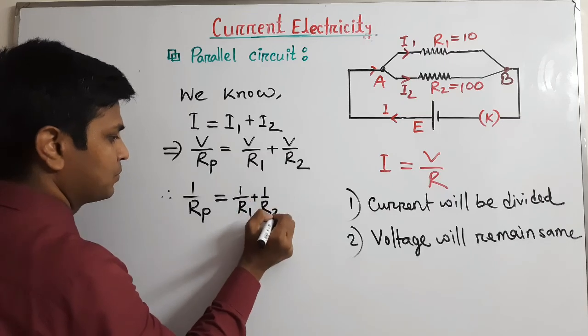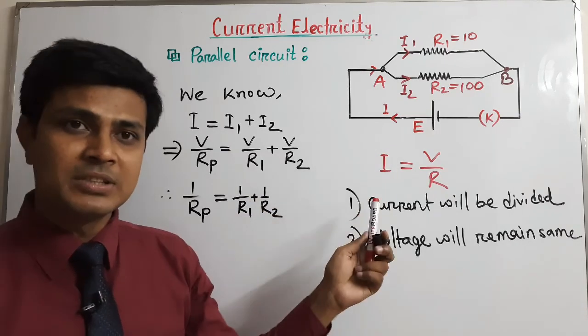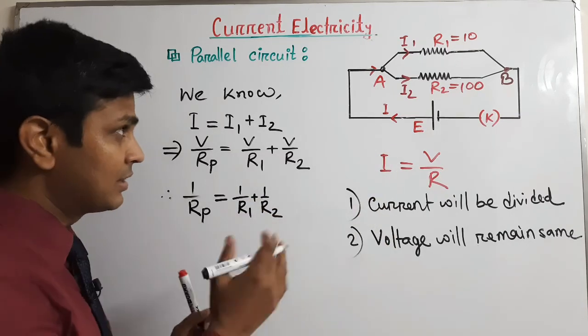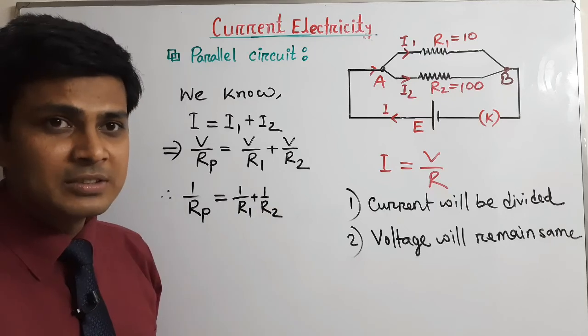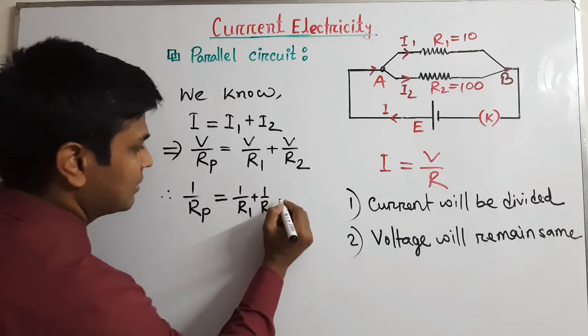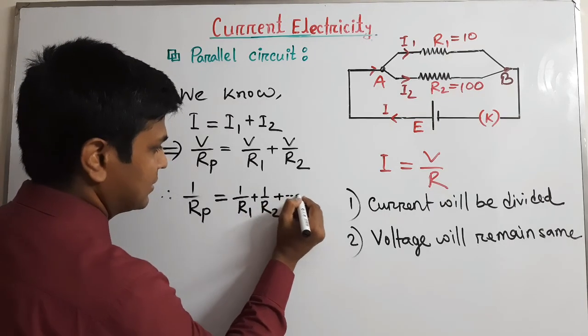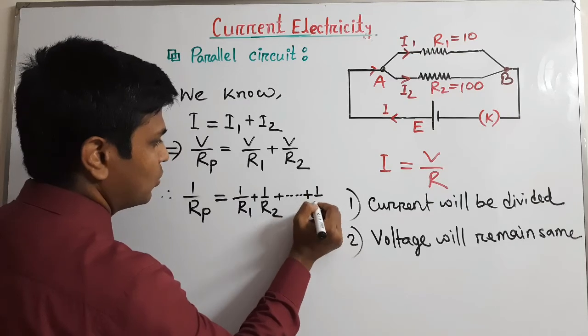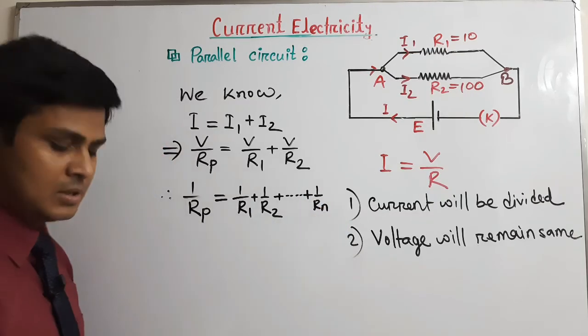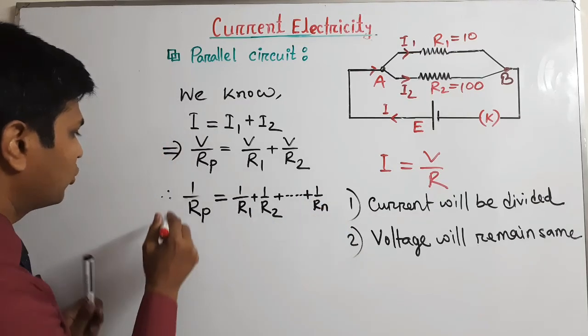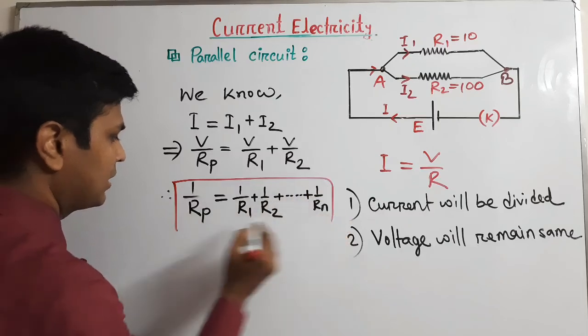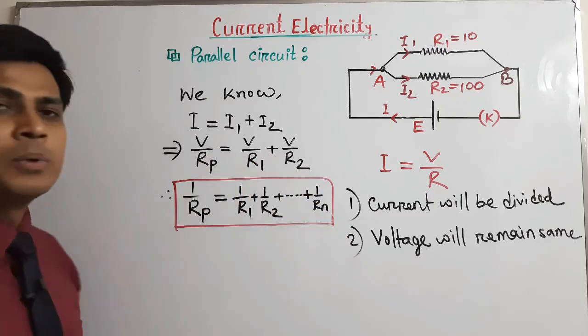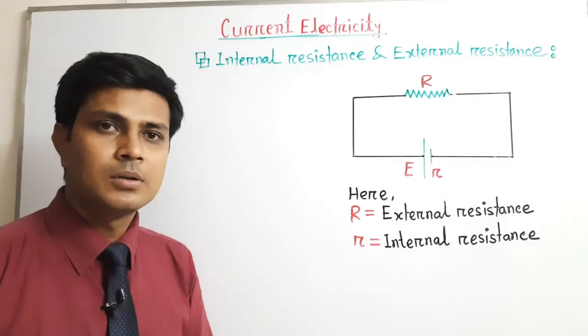plus 1 by R2. In our circuit we have only two resistances, but if in any circuit there are more than two resistances, we can write the formula like this: dot dot dot plus 1 by Rn. So this is the formula to calculate the equivalent resistance for a parallel circuit. I hope all of you have understood.